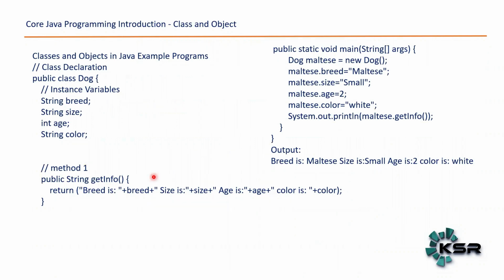So we have a class Dog. These are the breed, age, color, and everything. I am hard coding some of the values. So the dog is a class. I am creating an object Maltese. Hey, this is a class, this is an object. Using this object, I am going to access this instance variable.